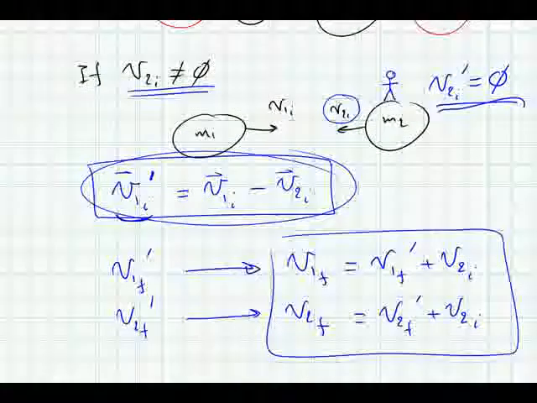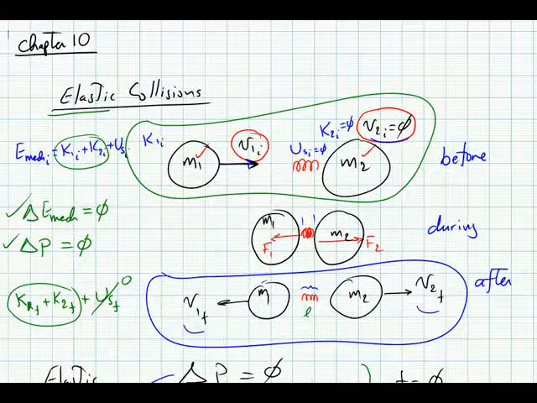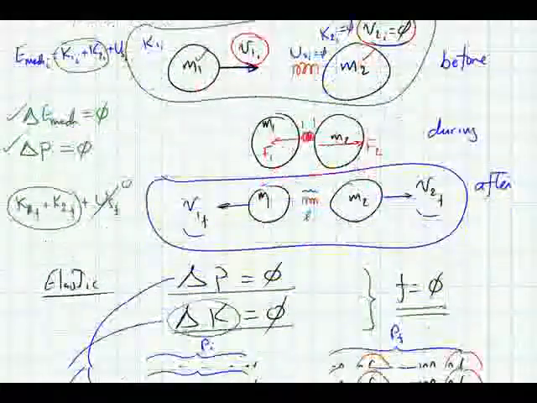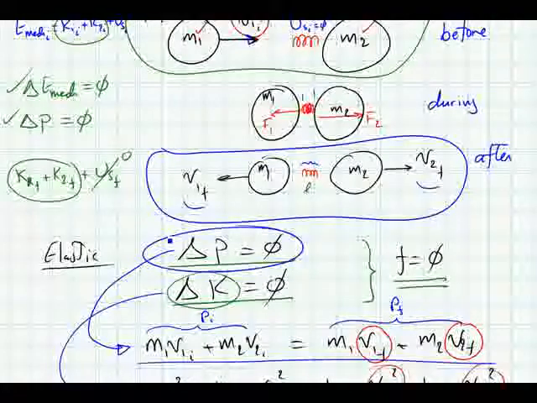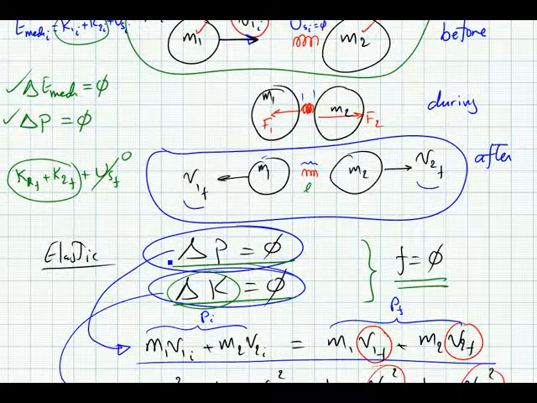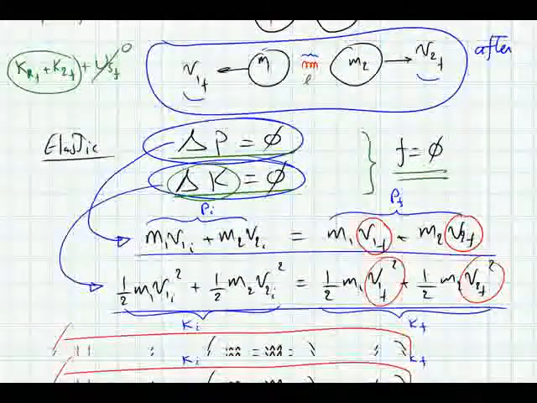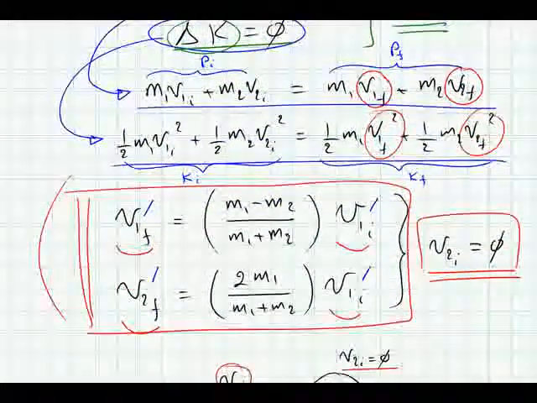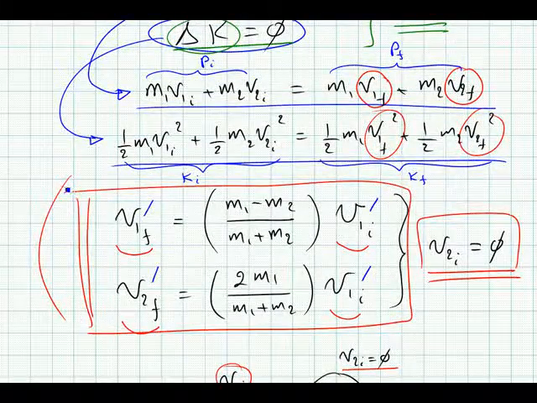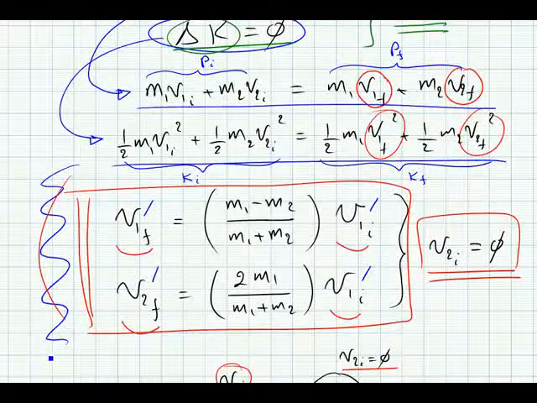So just a quick recap. In an elastic collision, both momentum and kinetic energy are conserved. It's the most important thing to remember, that both momentum and kinetic energy are conserved in an elastic collision, and that if the second object is stationary and the first object has some initial velocity, then you can use the relationships here to calculate the final velocities of object 1 and object 2.